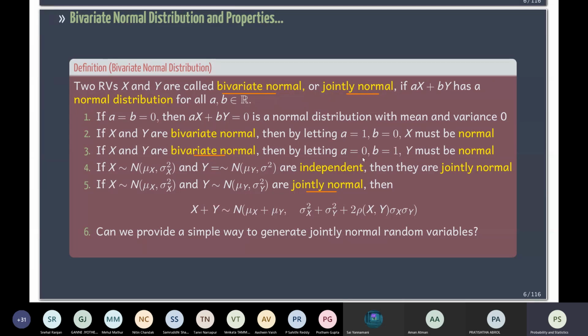So if bivariate normal, then if a is 0 and b is 1, or if we take a linear combination with a equal to b equal to 1, well, what it means is that individually y must be normal, x must be normal, and so on. So this is when it's already bivariate normal, then we know what to expect. Now the question is how we can generate jointly normal random variables. Is there a way to generate jointly normal? Okay, let us go through this and see if there is a way.